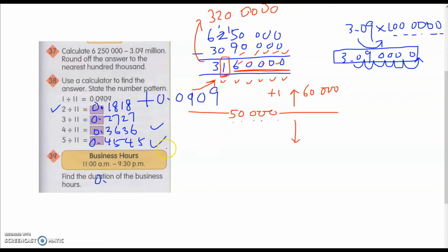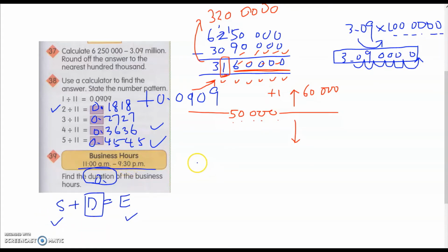Okay, alright, question 39. Business hour. You go to the shops to buy something or restaurant, you always see this signboard here, the time where they are open for business, 11 morning until 9:30 at night. Find the duration. Again the duration is starting time plus duration, we get ending time. So to find duration, we take ending time or the closing time minus the opening time.